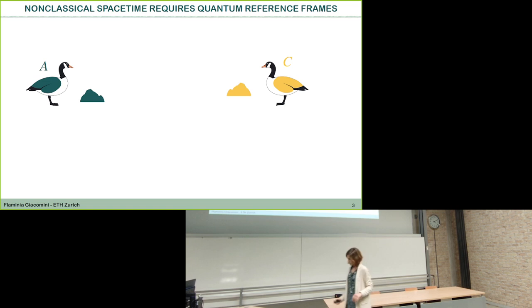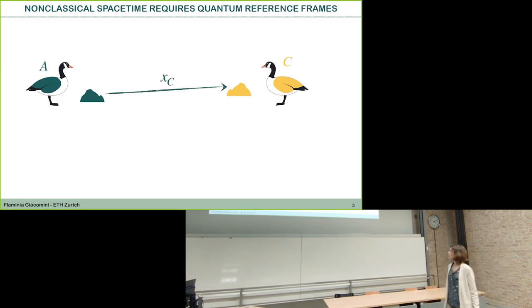So let us imagine that we have A and C, and this rock would be the center of the reference frame. Usually, we always take distances. If we take a relational perspective, the position of C is actually the relative position between C and the center of my reference frame A. And if I want to move the origin of the reference frame from A to C, then I will have the opposite vector. I will just put a minus in front of the original vector.